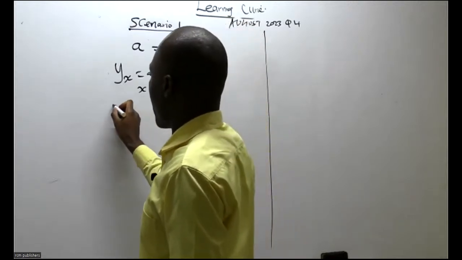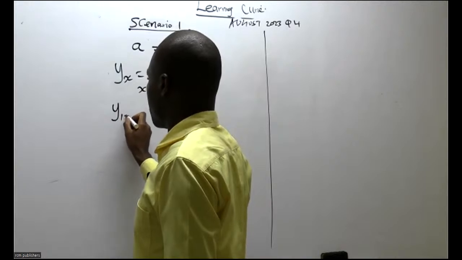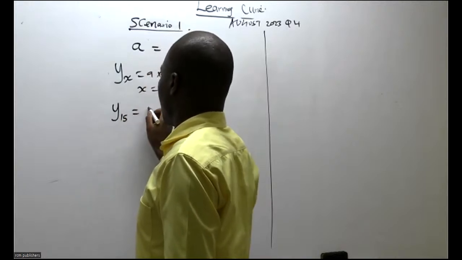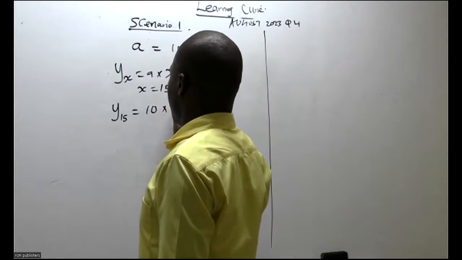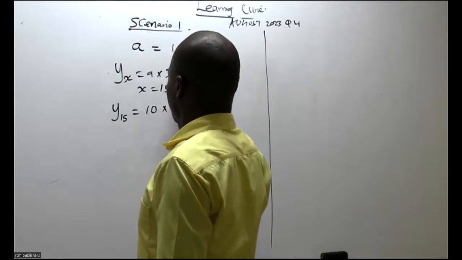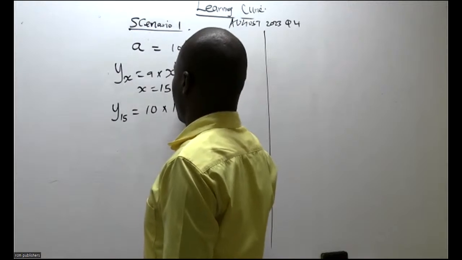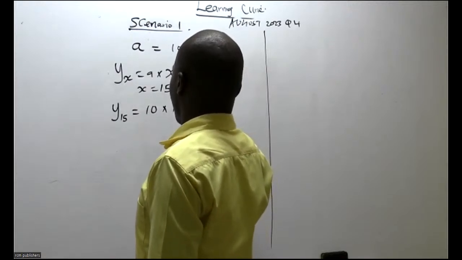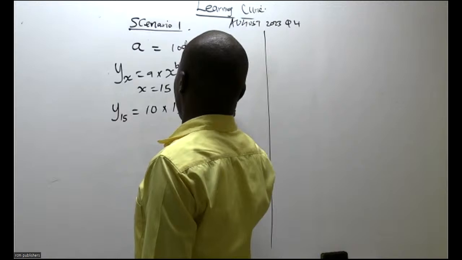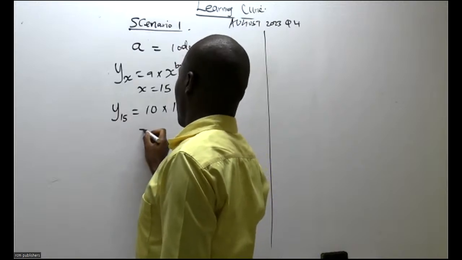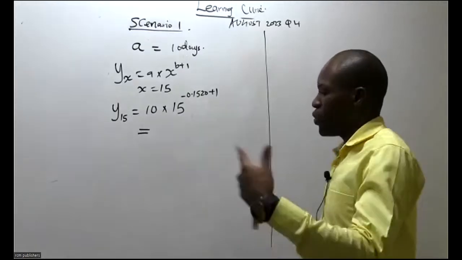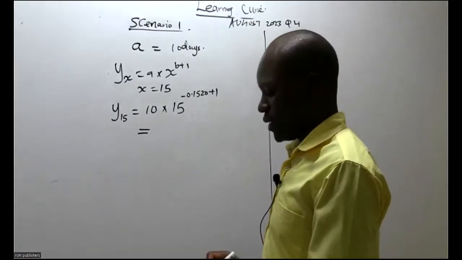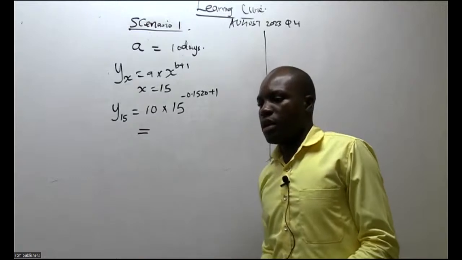So let's take Y, which is equal to A, the number of days to produce the first bus, times 15 raised to the power B plus 1. And our B is negative 0.152, so 0.152 plus 1. Let's do that. How many days do we have? Maybe to one decimal place would be okay.